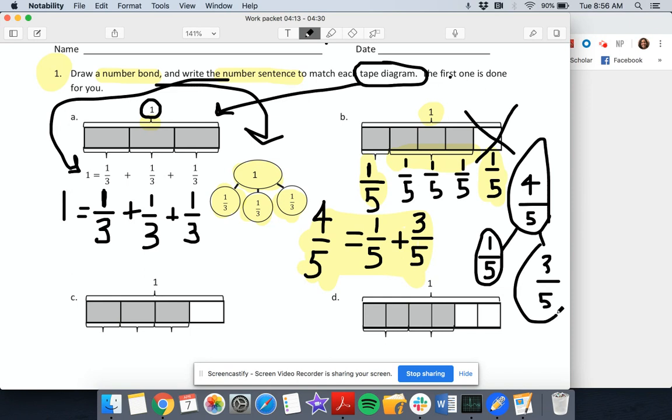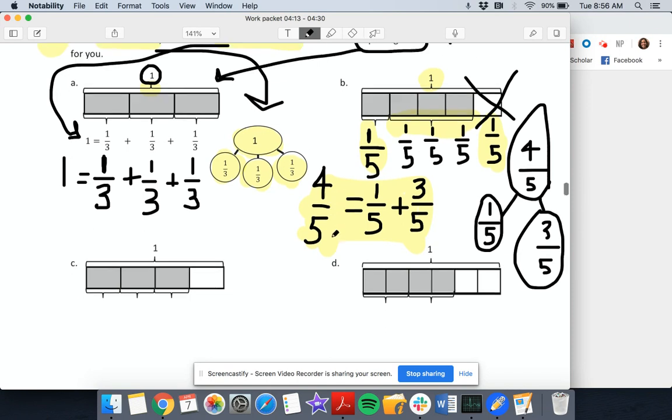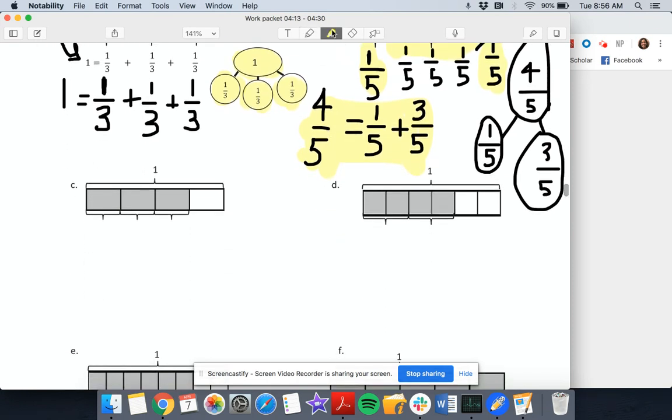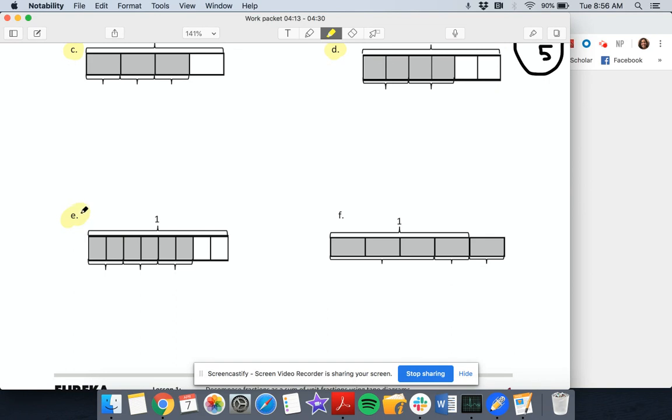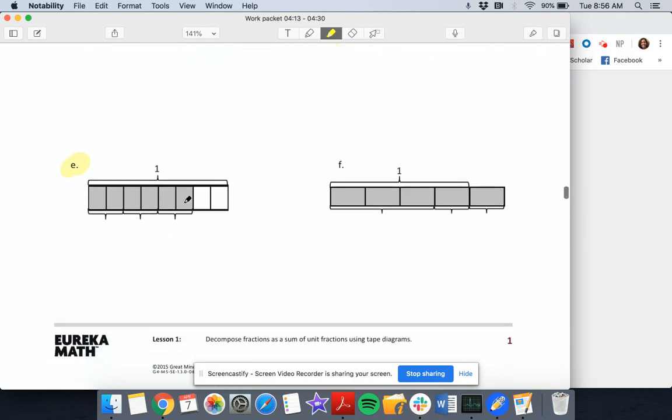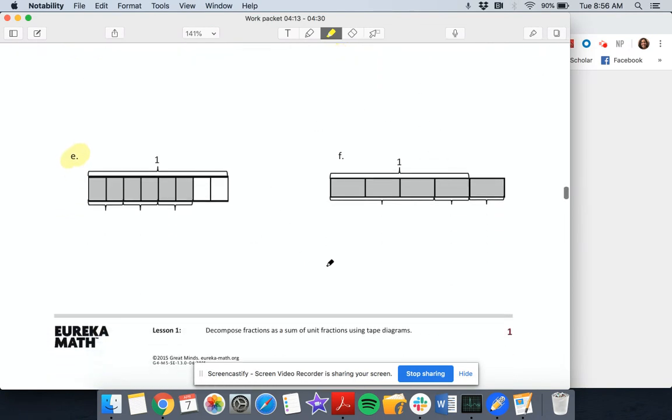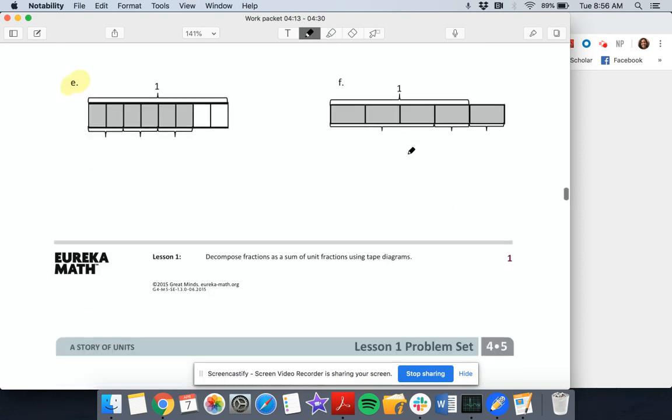Okay, got that? Awesome. So now your task is to do C, D, and E on your own. I'm gonna walk you through F right now because it's a little funkier. Okay. F is a little different. Why is F a little different?